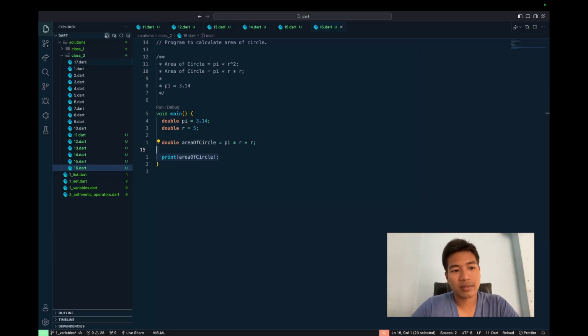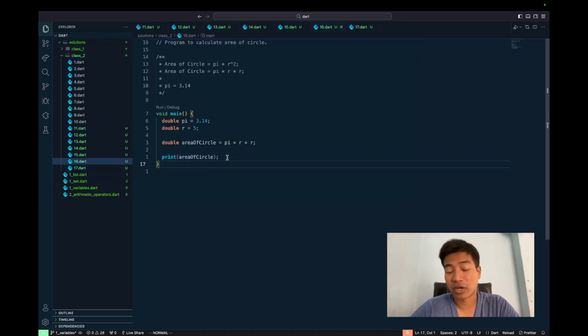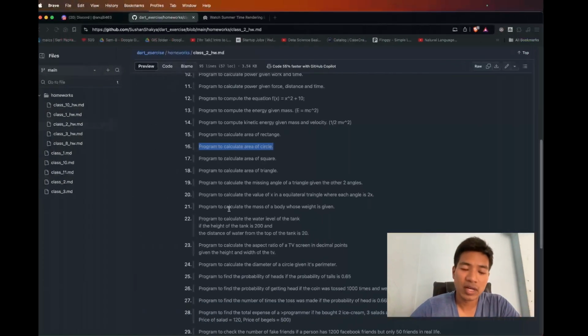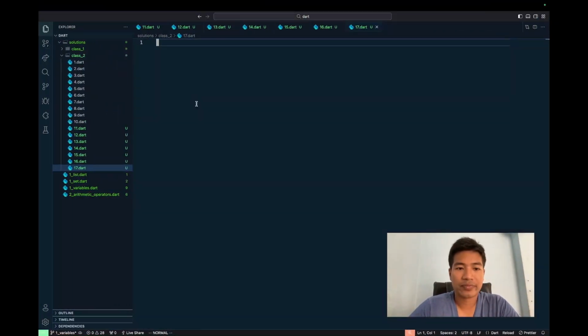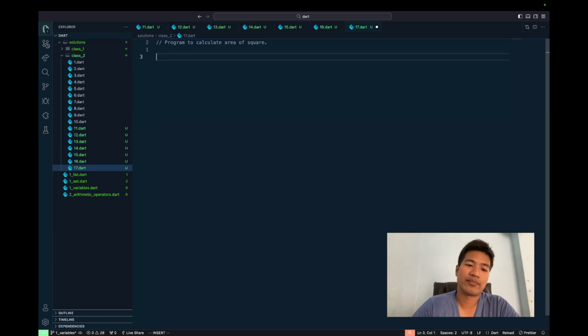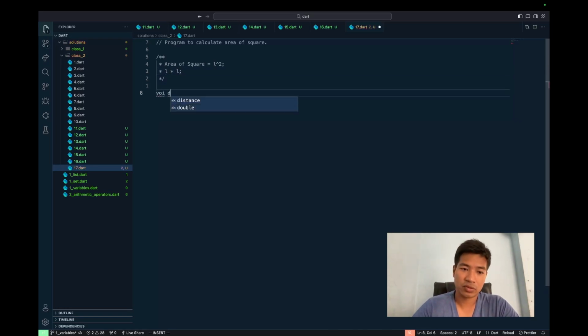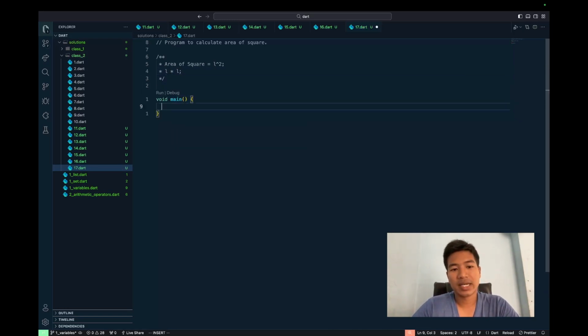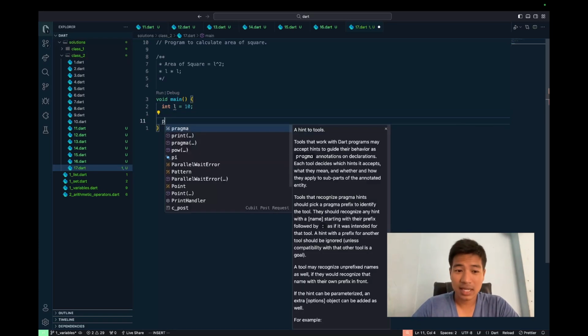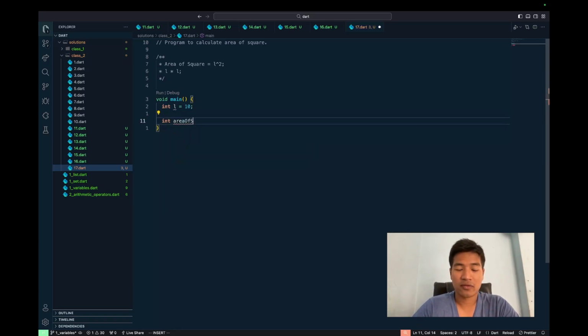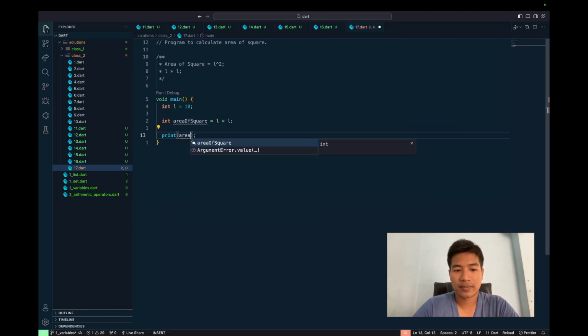17. So print the output. I'm moving on. 17: calculate the area of a square. The formula for the area of a square is length squared. So now L into L. In void main we take the L property and calculate the area of the square. Okay, L into L. So print area of square.